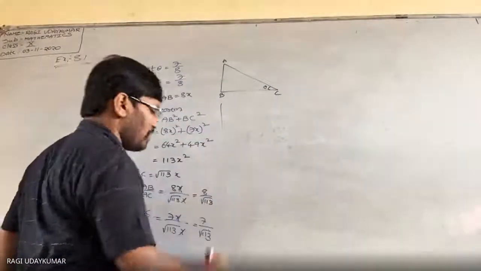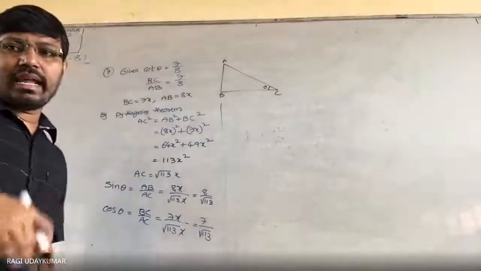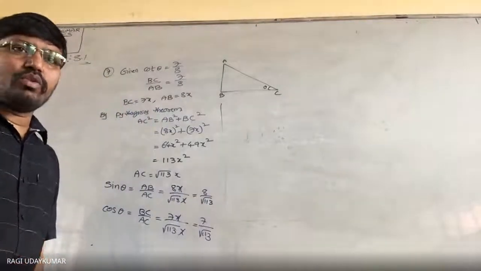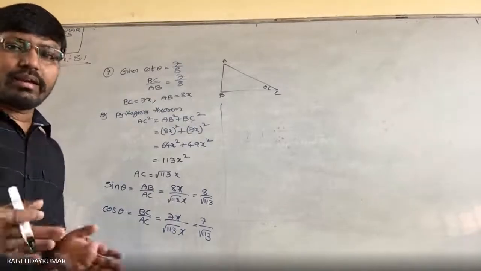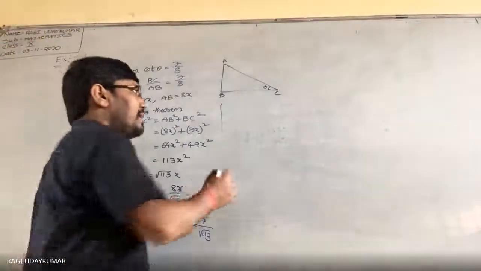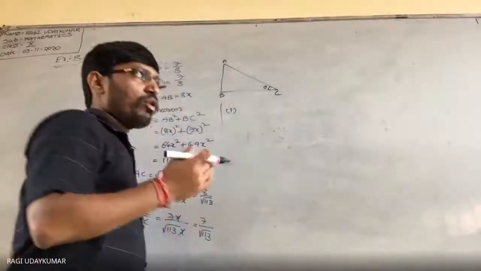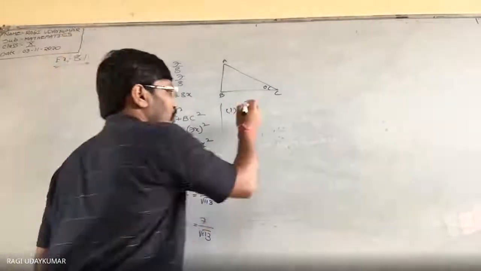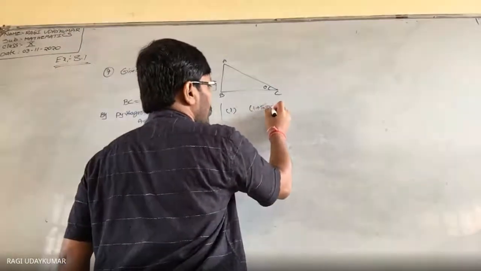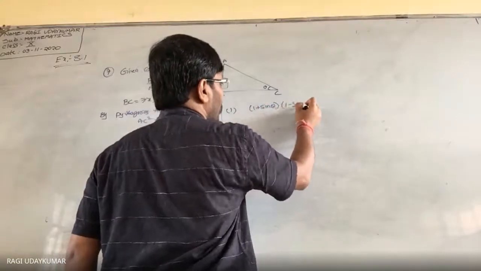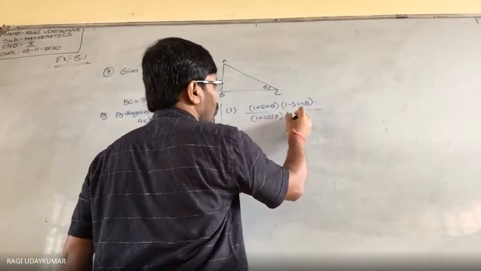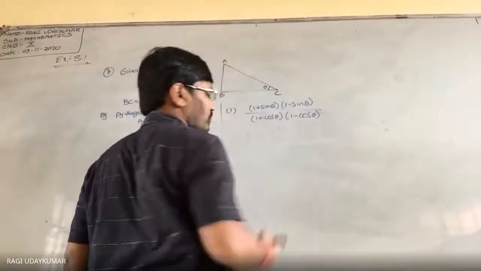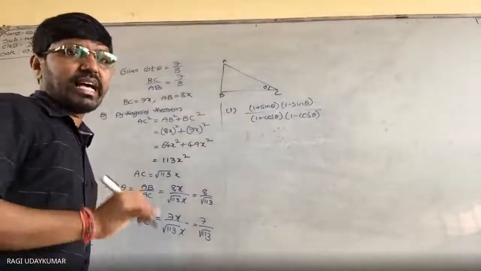Actually this problem can be done in different ways. After learning the identities you can do it in the easiest way. But you did not learn the identities till now. If you use the identities, then the problem becomes very easy. It is asking you to find out 1 plus sin theta into 1 minus sin theta divided by 1 plus cos theta into 1 minus cos theta.